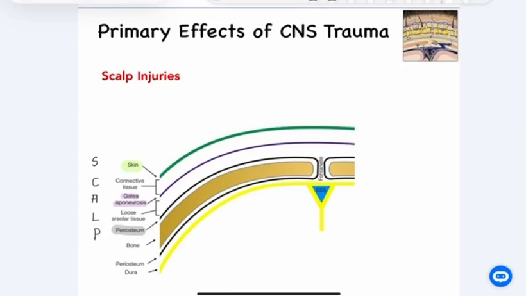Hello everyone. Today we will study the topic of primary effects of CNS trauma. Under this topic, we will first have a look at scalp injuries.